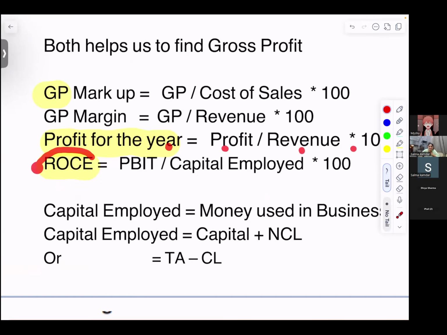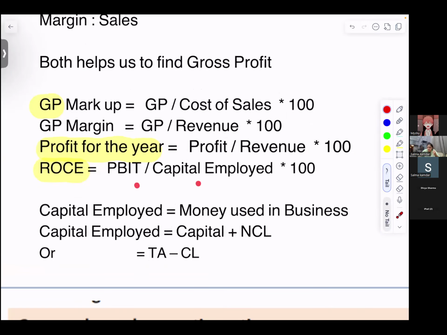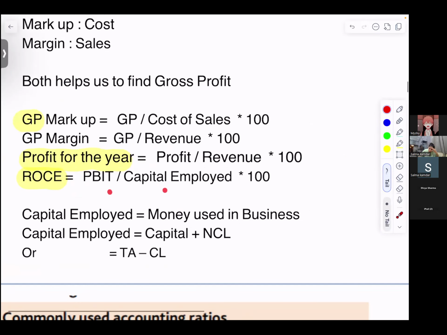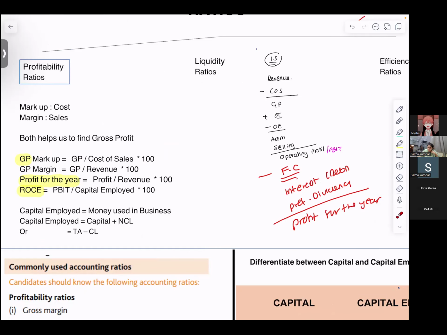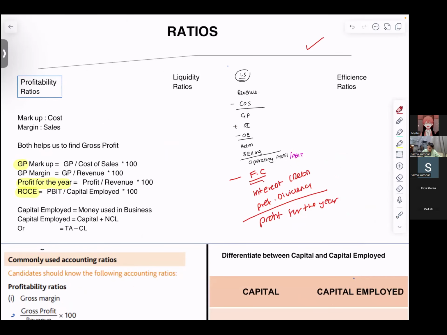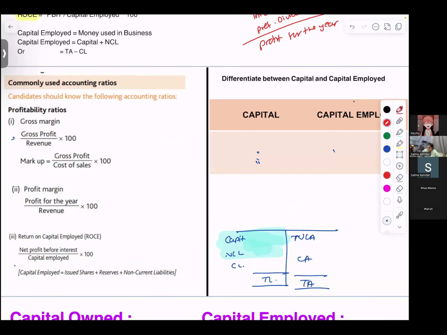And the last one is return on capital employed. Return on the capital used in the business. The formula is PBIT divided by capital employed times 100. Now, one thing you should note over here. Can you tell me where is the PBIT? Operating profit in the income statement. Lovely. And what is capital employed? Capital employed is total assets minus current liabilities, or shareholders capital plus non-current liability.